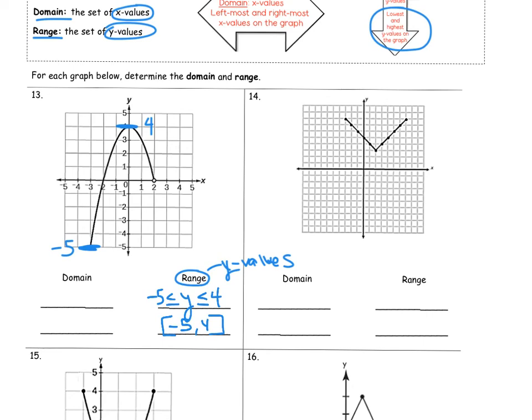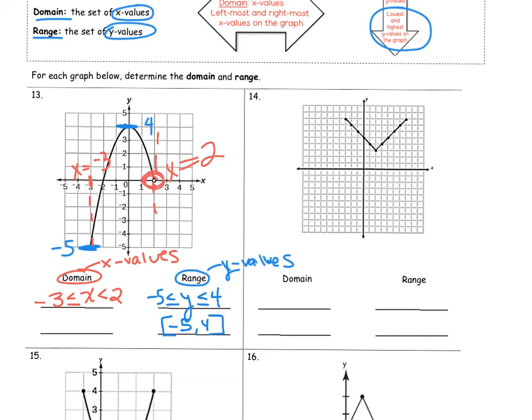Okay, domain, we said, is talking about the x values. So remember what I said, the leftmost and rightmost x values on the graph. So the leftmost, well, let's see here, goes to -3. So I'm including that value at -3, right? I'm at -3 when x equals -3. And I'm going all the way to when x equals 2. But notice I have an open circle there at x equaling 2. So I'm going from -3, where I'm including -3, and I'm going all the way over to 2, but I'm not including 2 because of that open circle.